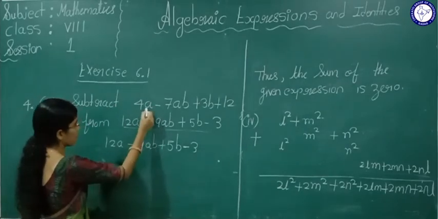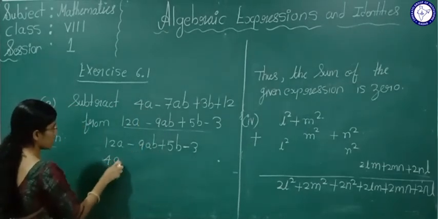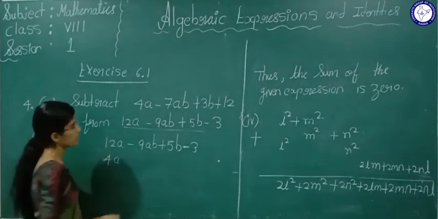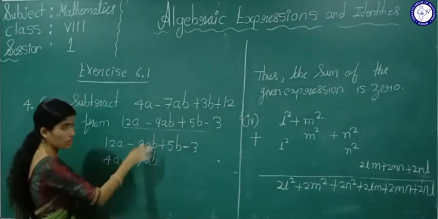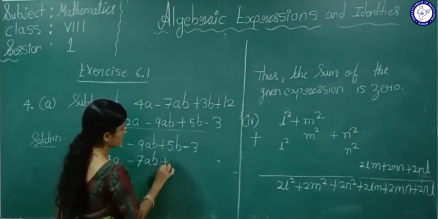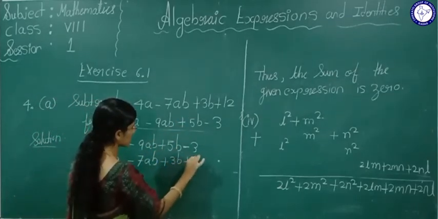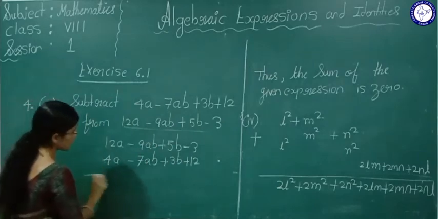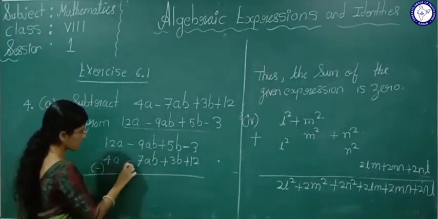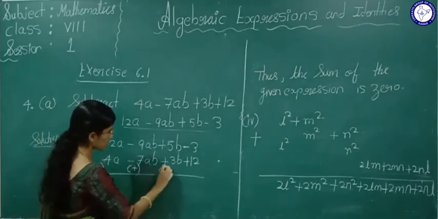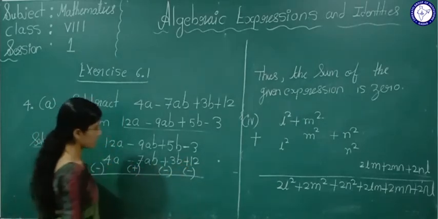Now see, 4A, the like term should be in one column only, minus 7AB in one column, right, plus 3B plus 12. Here this is a subtract, no. What I will do, I will change the sign. Here plus will become minus, minus, plus, plus, minus, plus, minus.